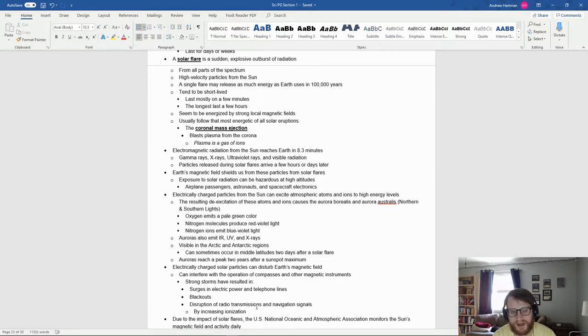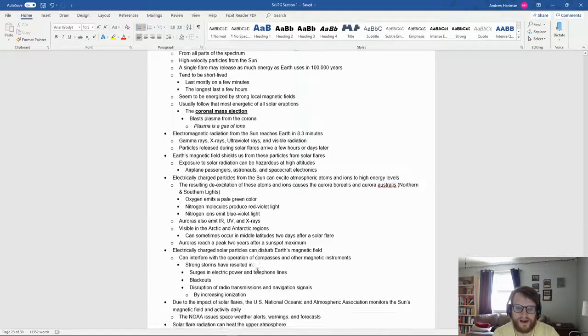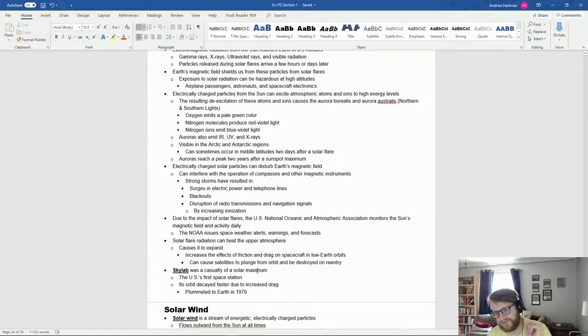And electrically charged particles from the sun can also excite atmospheric atoms and ions to very high energy levels, right? And so when those atoms and ions are then going back down energy levels after being excited by the sun's particles, the de-excitation, that is when we see things like the aurora borealis and aurora australis, also known as the northern and southern lights. So oxygen will emit a pale green color. Nitrogen molecules produce a red-violet light, and nitrogen ions will emit blue-violet light as they are releasing energy from the excitation, right? So during the de-excitation.